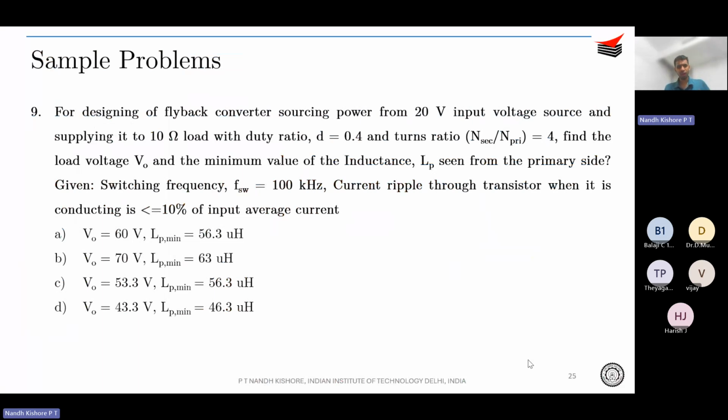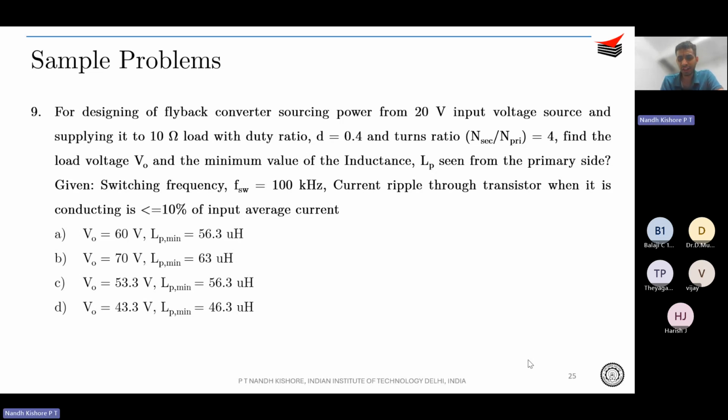For designing of flyback converter, sourcing power from 20-volt input voltage source and supplying it to a 10 ohm load with duty ratio equal to 0.4 and turns ratio N secondary by N primary equal to 4. Find the load voltage V naught and the minimum value of inductance LP seen from the primary side.